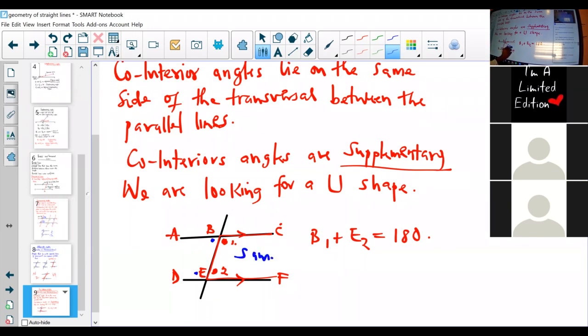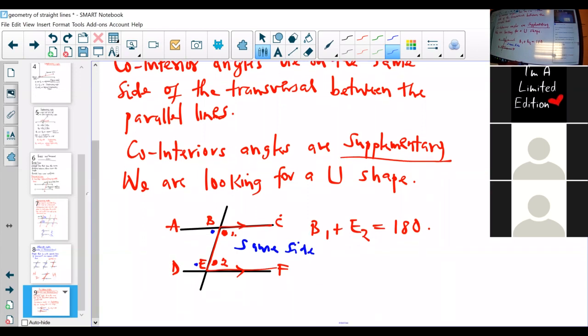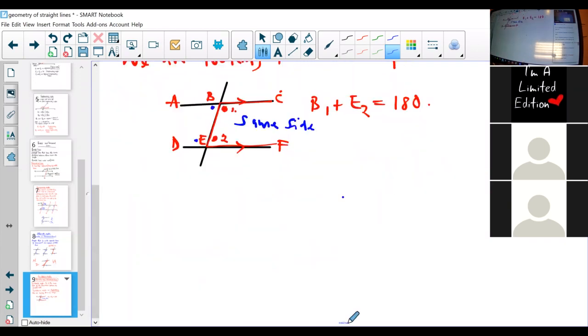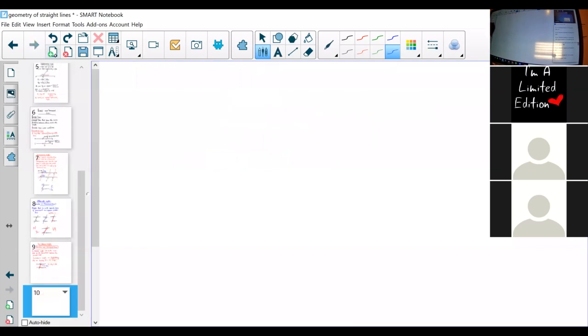On the same side, in between. Same side, but in between. They are called co-interior angles, and they add up to 180 degrees. Are we okay with the three? And the acronym, just before you respond, the acronym that we are then looking for is this.